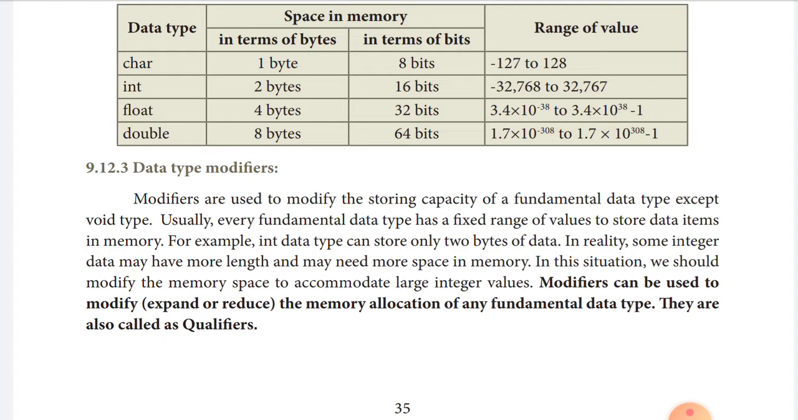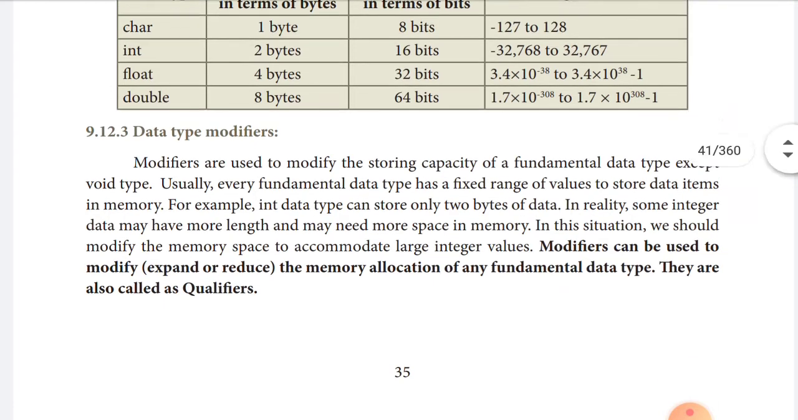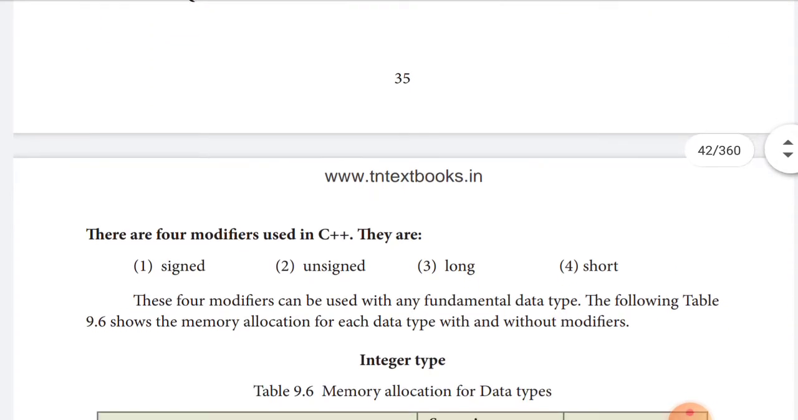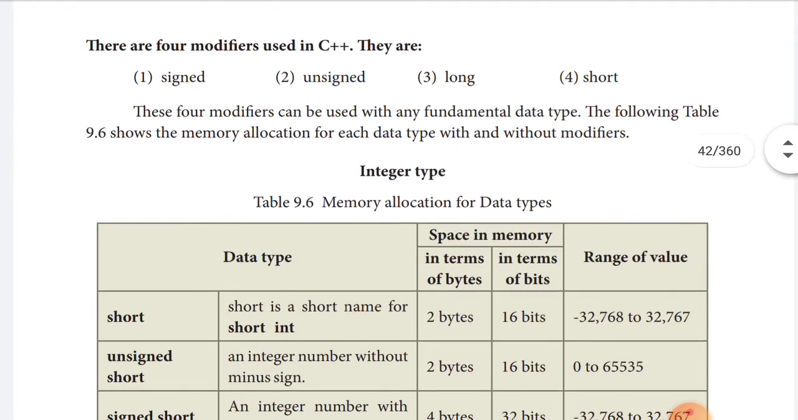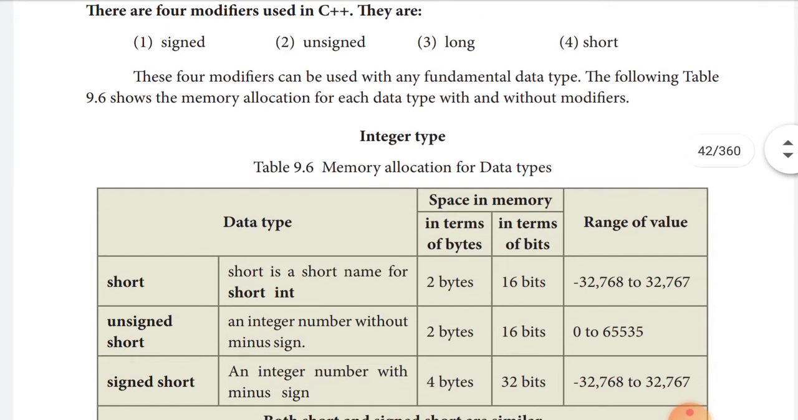They are called qualifiers. There are 4 modifiers used in C++. They are signed, unsigned, long and short. These 4 modifiers can be used with any fundamental data type. The following table shows the memory allocation for each data type with and without modifiers.